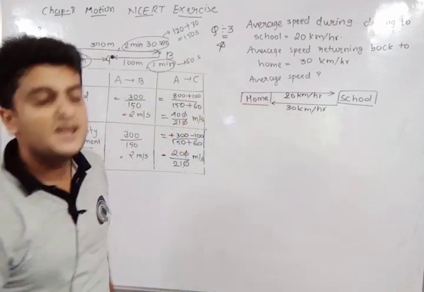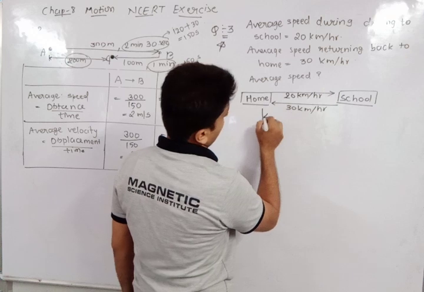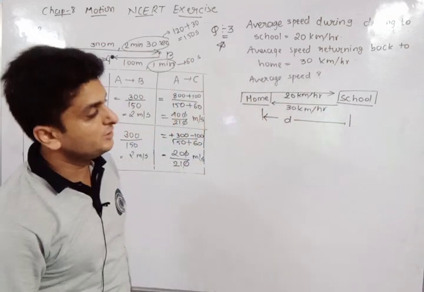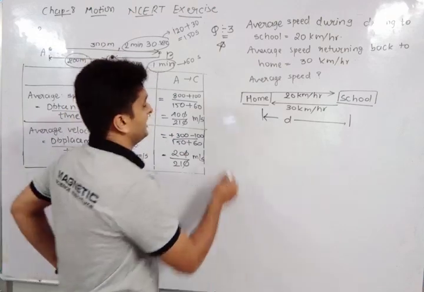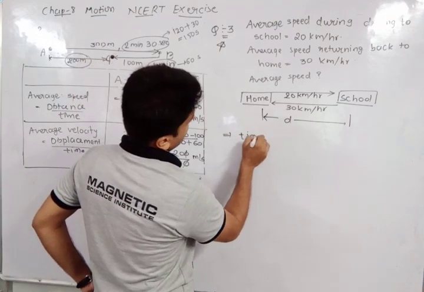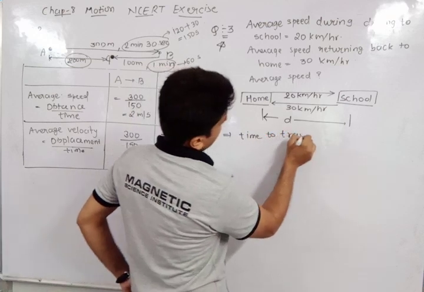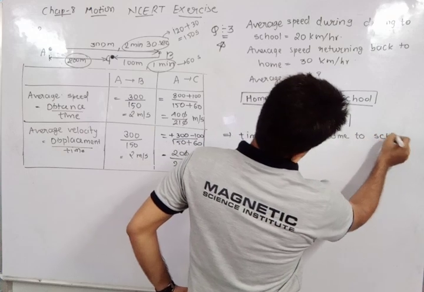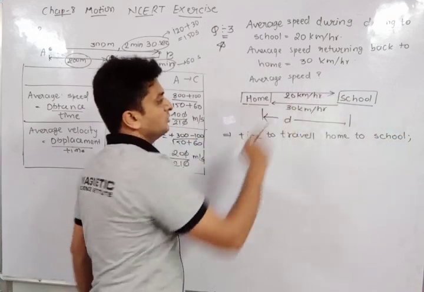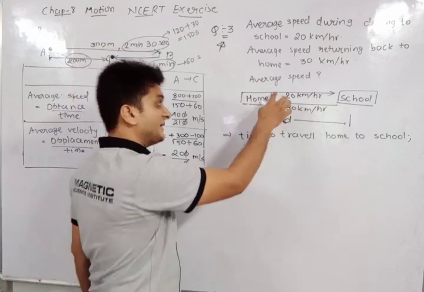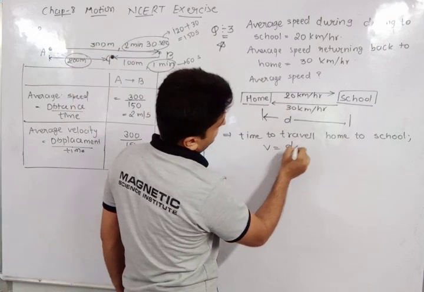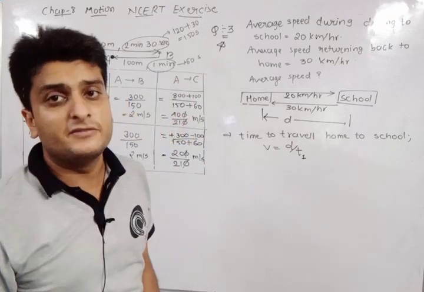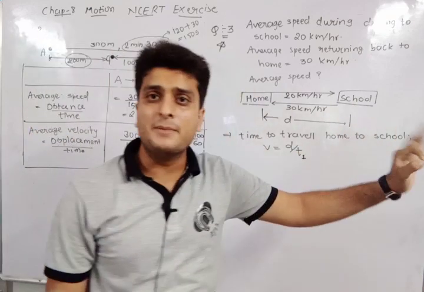What will we do here? We will assume that the distance between home to school is d. Let's take it like that. Okay, so I will write here time to travel home to school. Chaliye, ghar se school jaane mein kitna time lagega, so we have the speed. So I will write speed is equal to distance by time. I am taking it as time t1, home se school jaane ka time maine le liya t1.